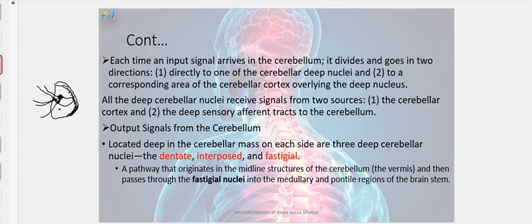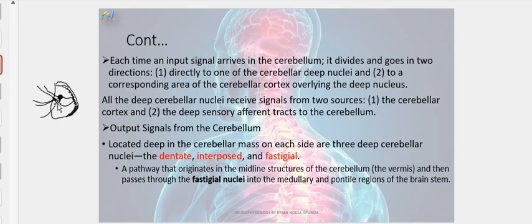So this includes the dentate, which we were able to associate somehow with the lateral zone or hemisphere, the interposed nuclei, and we also have the vestigial nuclei. So let's just track the movement that we anticipate. A pathway that originates in the midline structure of the cerebellum, that is the vermis, then passes through the vestigial nuclei.